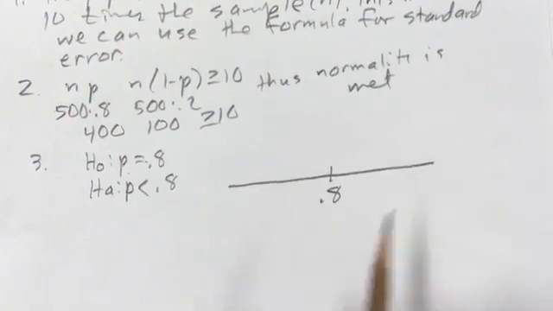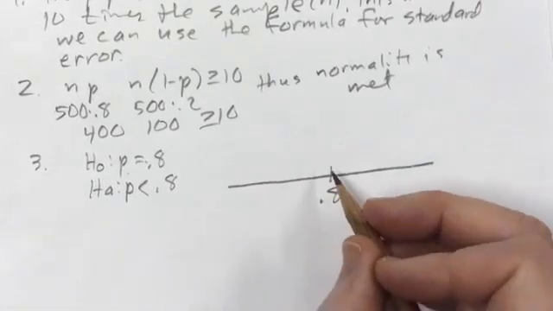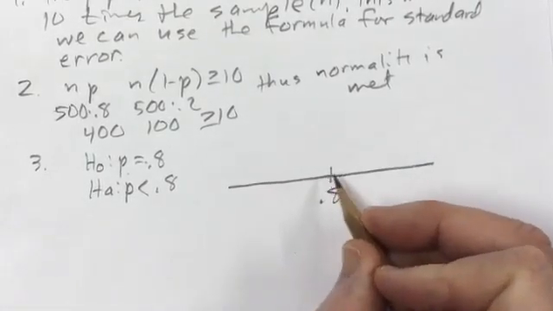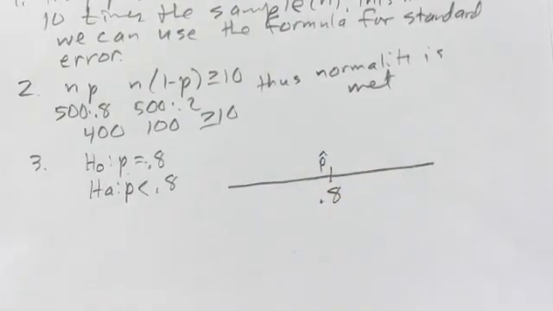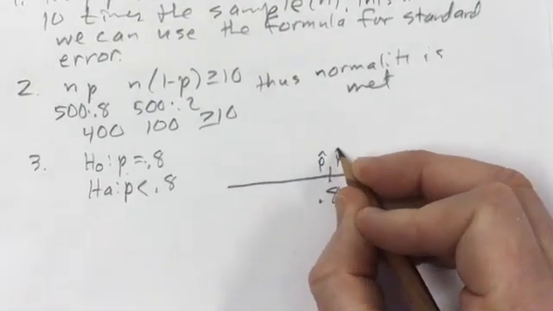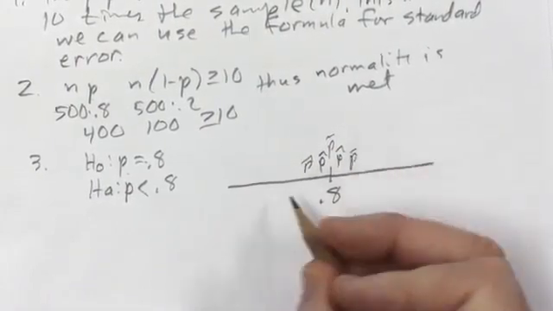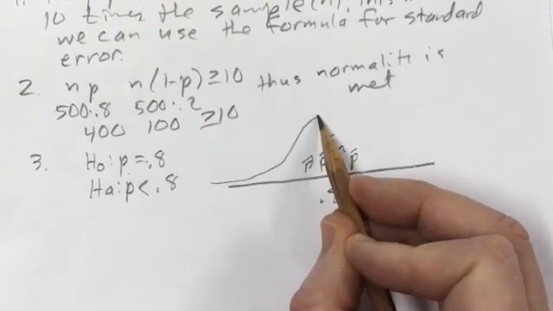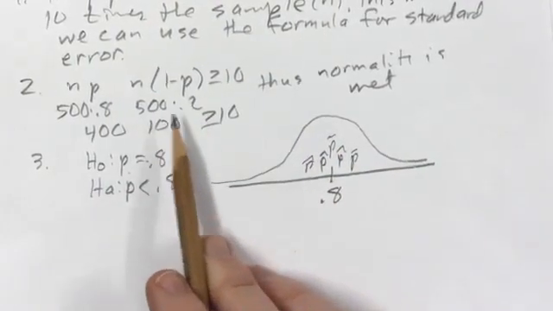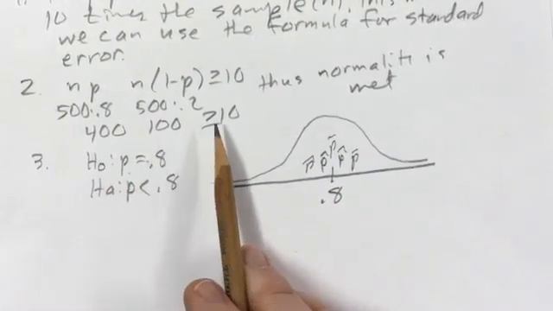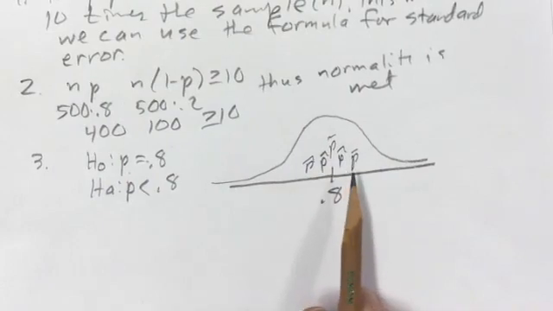So 0.8, if we assume that's the true value, our sample value, our p hat, is probably going to be somewhere close to there. If we took another sample and found another p hat, and took many different samples and found many different p hats, this family of p hats is what we call a sampling distribution. It's approximately normal because n times p and n times 1 minus p are greater than 10. So there's every possible value of p hat.